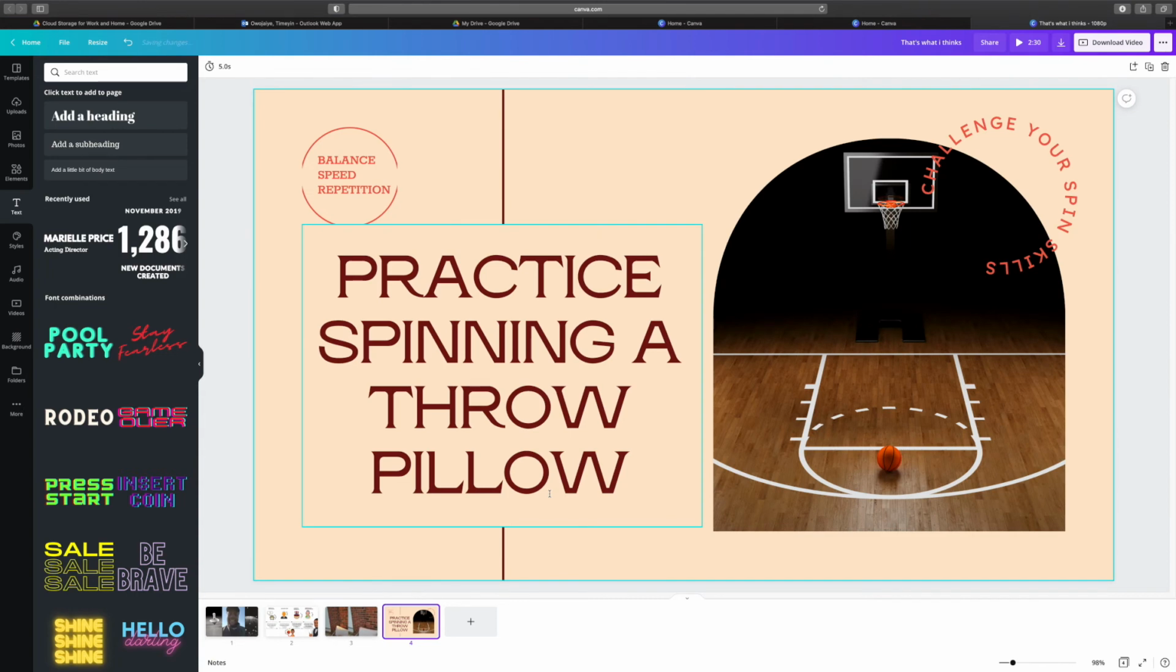Now, this brings us to our challenge. What do I want you to do? I want you to go out there and practice your spin skills. So, I have three basic tips for you. It's a balancing act. As you can see, I kept moving my finger around to try to follow the ball.